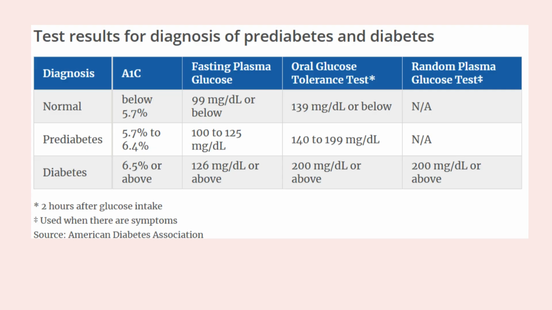This is a table here that shows test results for diagnosis of prediabetes and diabetes. So it has your ranges for normal, prediabetes, and diabetes. And the ranges are for the A1C, fasting plasma glucose, oral glucose tolerance test, and the random plasma glucose test.